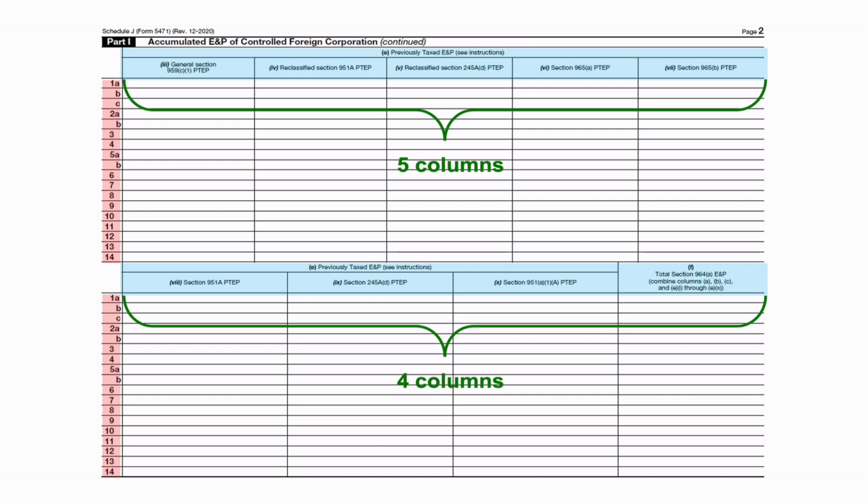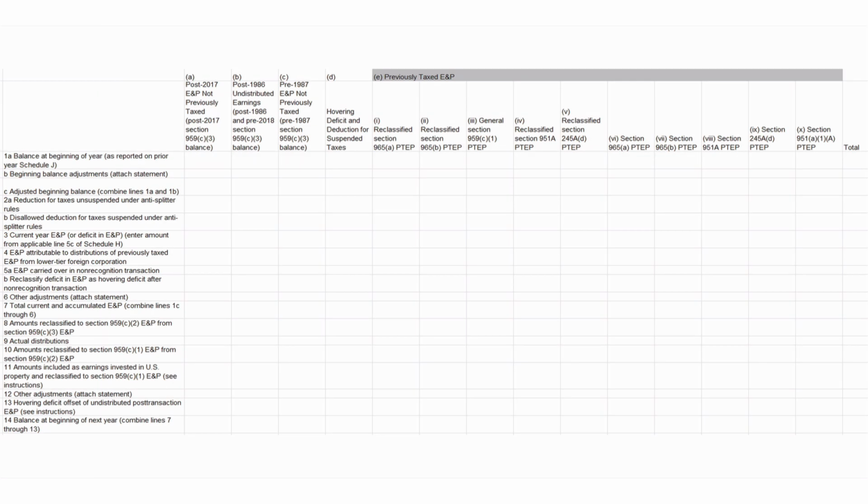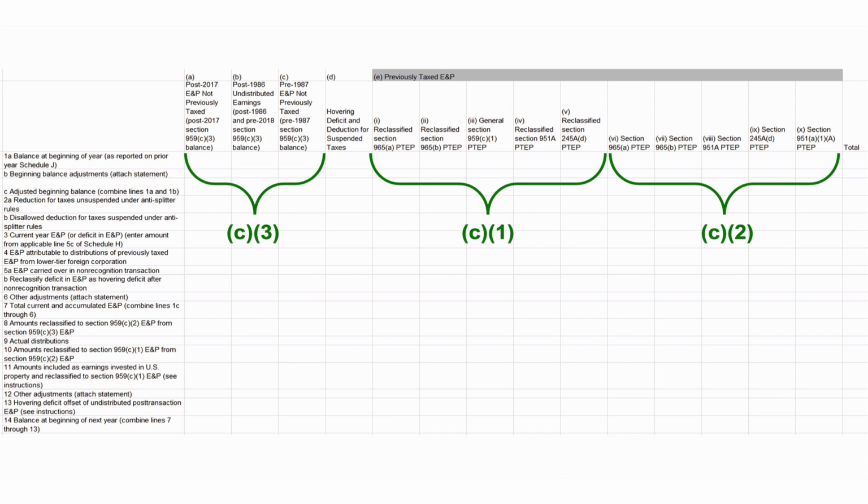I feel it is easier to understand all of the columns shown together, so I have recreated Schedule J with the same columns and rows all on one page. Let's first break up the columns into categories. Columns A through C show Section 959(c)(3) earnings and profits. Columns E1 through E5 show Section 959(c)(1) earnings and profits. And columns E6 through E10 show Section 959(c)(2) earnings and profits. We will refer to these as C1, C2, and C3 earnings and profits.